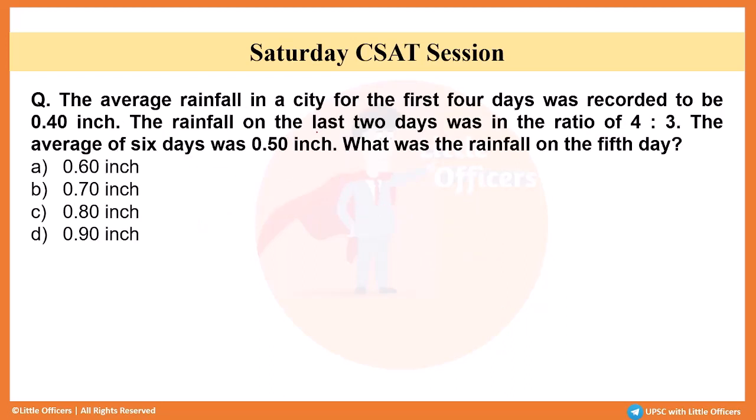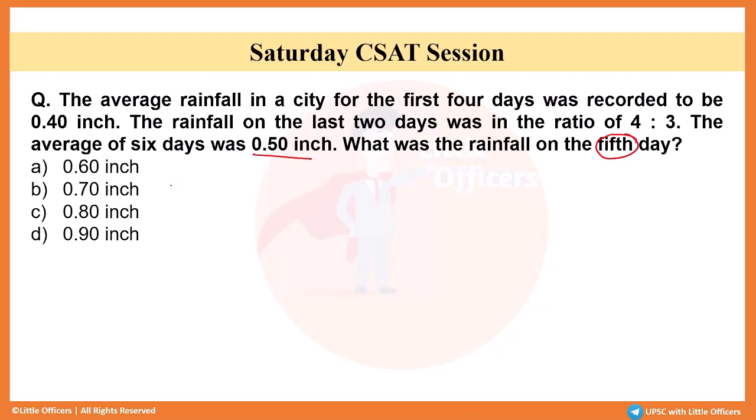Now let's go to next question. See, the question is the average rainfall in a city for the first 4 days was recorded to be 0.4 inches. ठीक है. The rainfall on the last 2 days was in the ratio of 4:3 and the average rainfall for 6 days is 0.5 inches. So what is the rainfall on particular day? 5th day पूछा है. सो कंडीशन से हम आराम से सॉल्व कर सकते हैं.